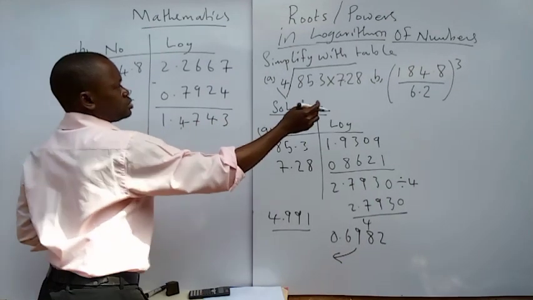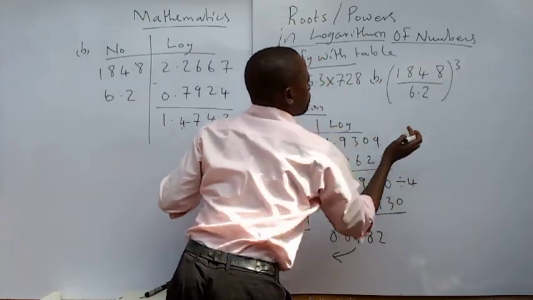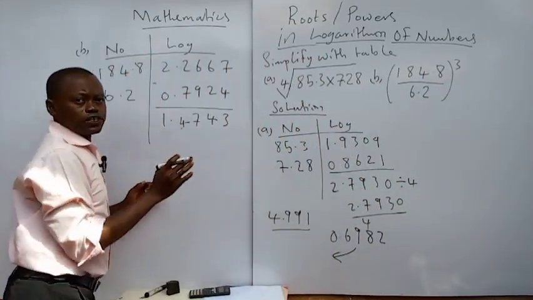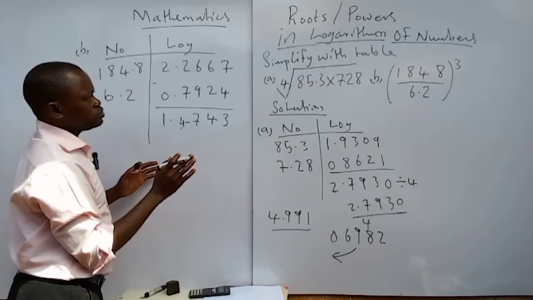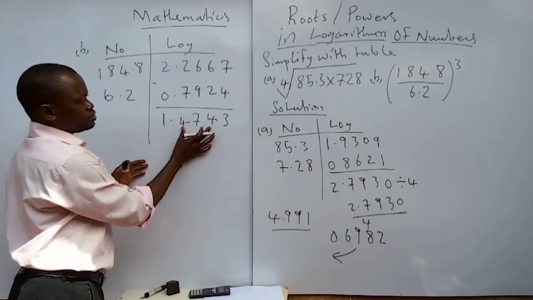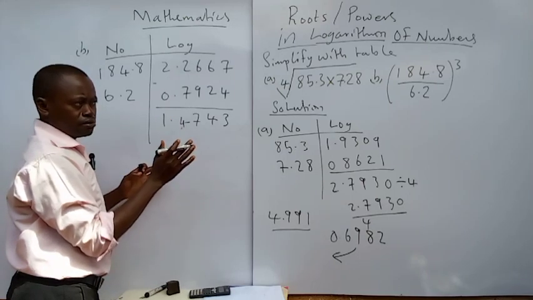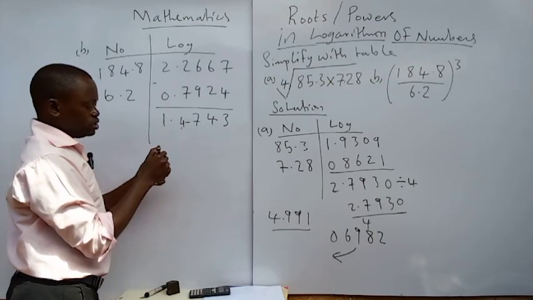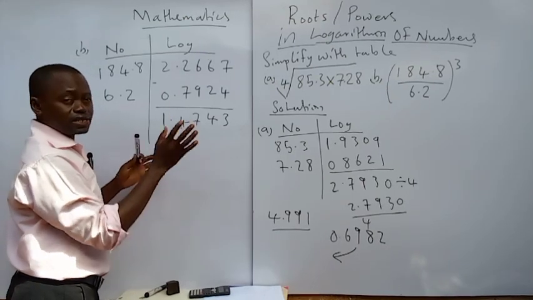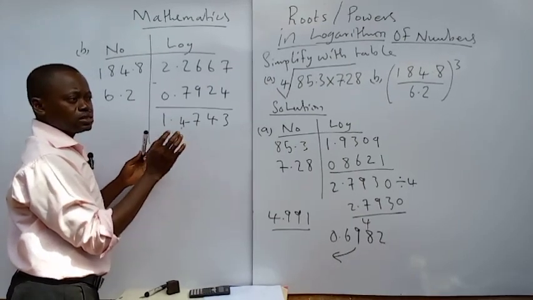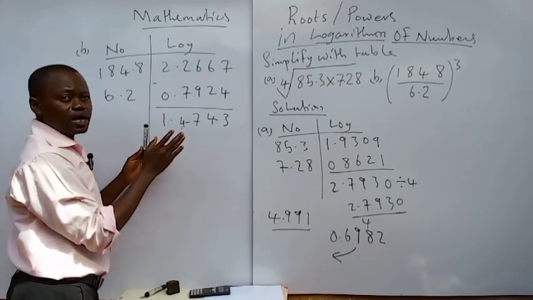Now, what is the implication of this power raised to power 3? What's the implication? The implication is that this answer will be multiplied by 3. Please, anytime you see any power of that nature, it means the logarithm of that number will be multiplied by that power.